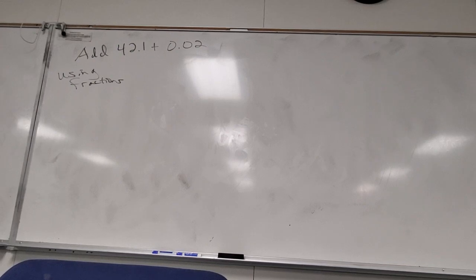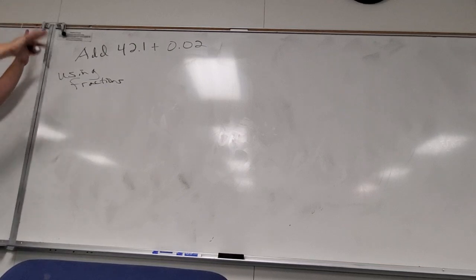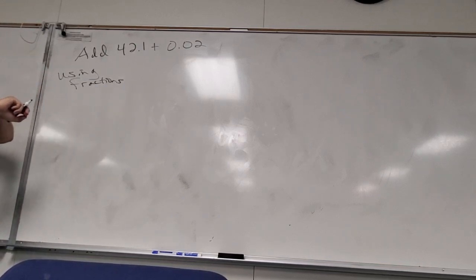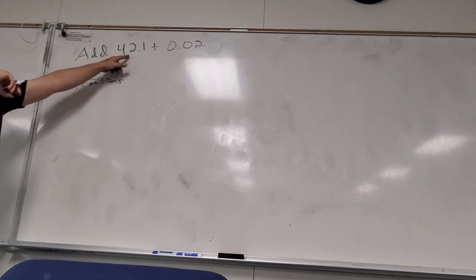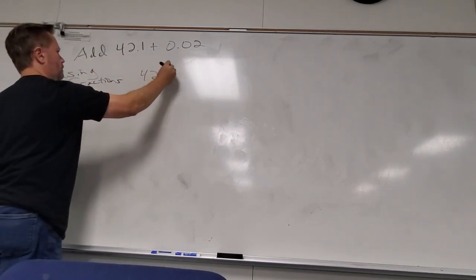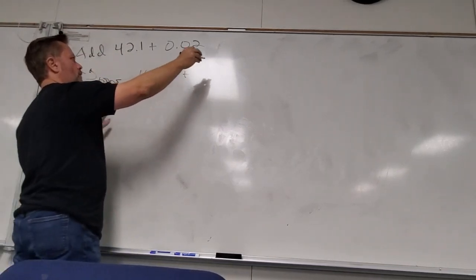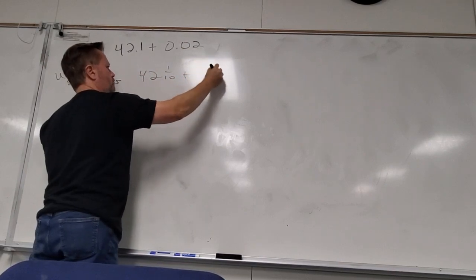And normally we would do, it doesn't really matter, you could do mixed numbers or improper. It'll work either way. In fact, let's try mixed numbers this time. So how would I write these things as fractions or mixed numbers? This would be 42 and 1/10 plus 2 over 100.